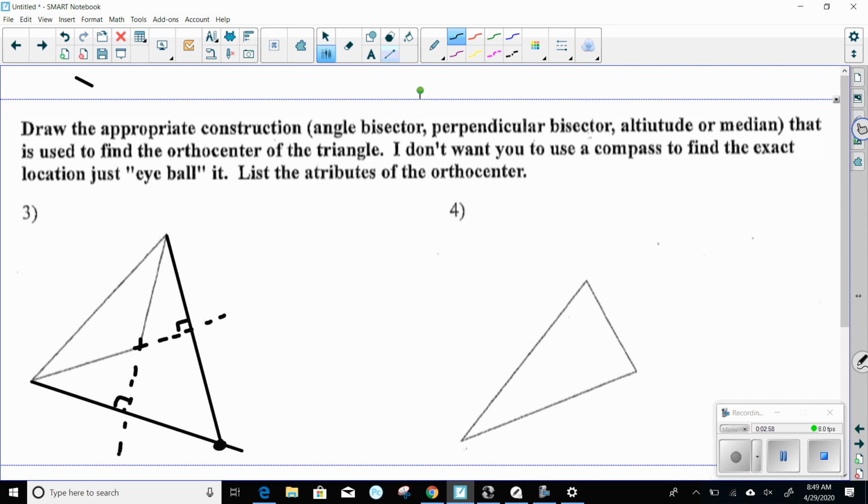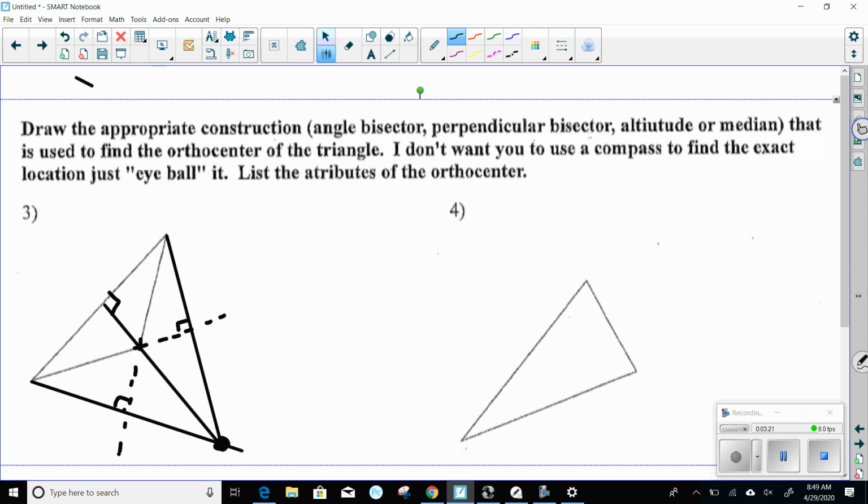We could draw the third one, right? This is probably the easiest one to draw. We're going to go from the vertex perpendicular to the opposite side. I'm going to have to fix that just a little bit. But again, you're not going to have to construct any of these perfectly. This just needs to be an approximate. So this point out here is the orthocenter.